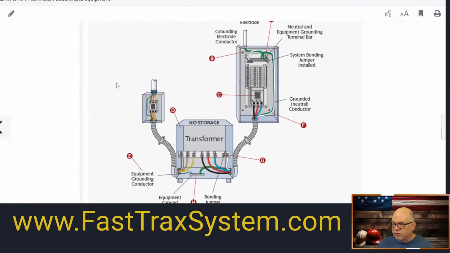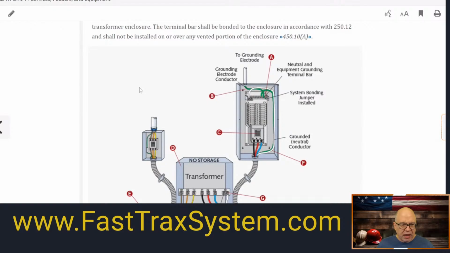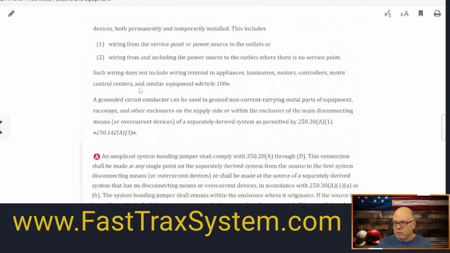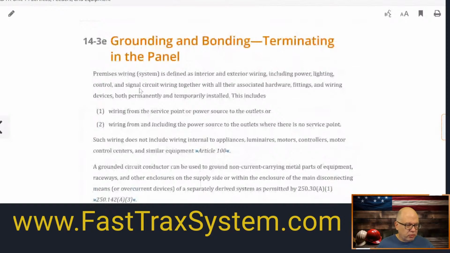Let me get just down to show you some of the bonding aspects of this type of thing. Okay. All right. Well, and again, post your questions if you have any questions on the topic. All right. So grounding and bonding terminations in a panel.